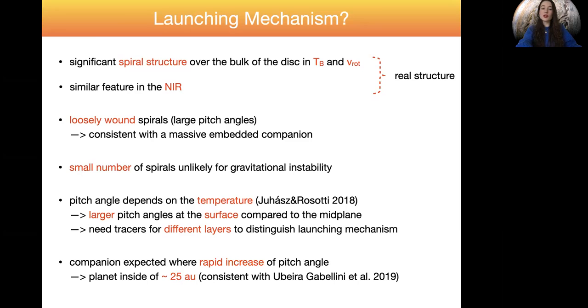If the spirals are launched by a companion, we would expect this companion to be located where we have a rapid increase of the pitch angle, since the spirals tend to open up towards a planet. In this case, the planet would be inside of 25 AU, and this is consistent with previous work.